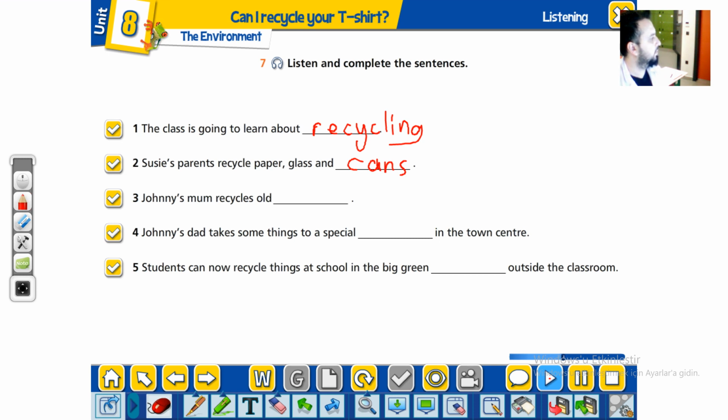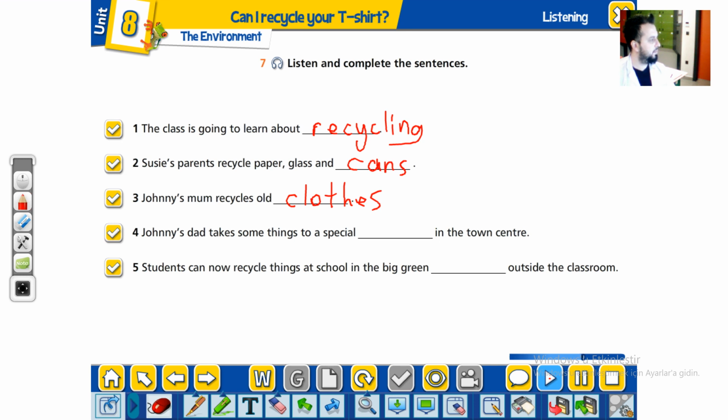We can recycle batteries and plastic things too. And my mum recycles old clothes. Okay, we have learned that Johnny's mom recycles old clothes too. And number 4. Clothes too. Very good, Johnny. Where do you recycle your things?